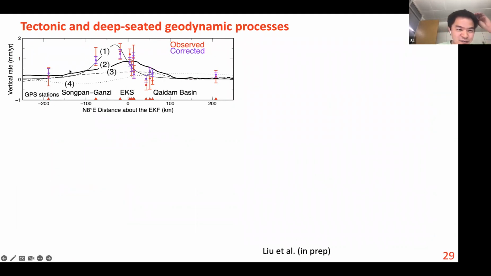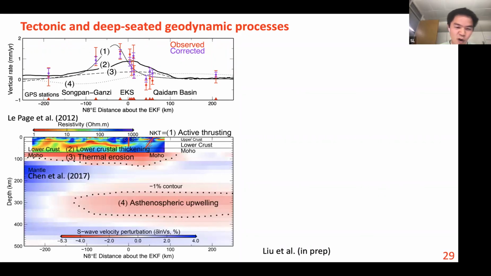So here in this figure, I show the comparison between the observed and the corrected GPS-derived vertical rate. You see the purple dots. So we need to understand which processes can really explain the GPS-derived uplift. The options include, first, active thrusting along the range front fault. The second option is lower crust thickening, because you see here the weak material might extrude from central Tibet across and beneath the Eastern Qilian Mountain. And the third option is thermal erosion, because here we see the lower shear wave velocity beneath the Moho, and also the asthenospheric upwelling.